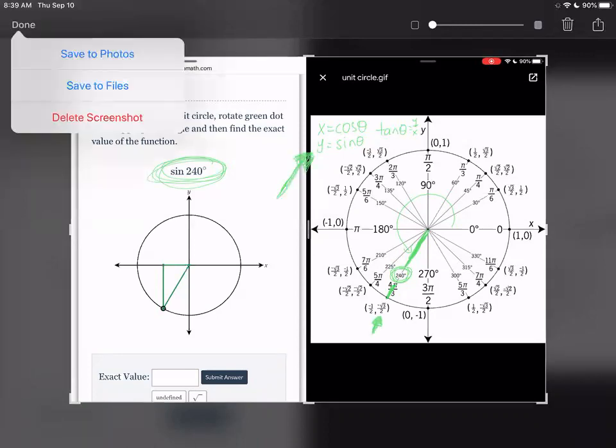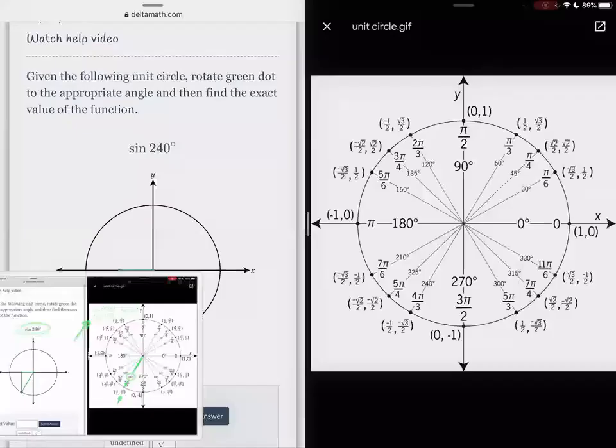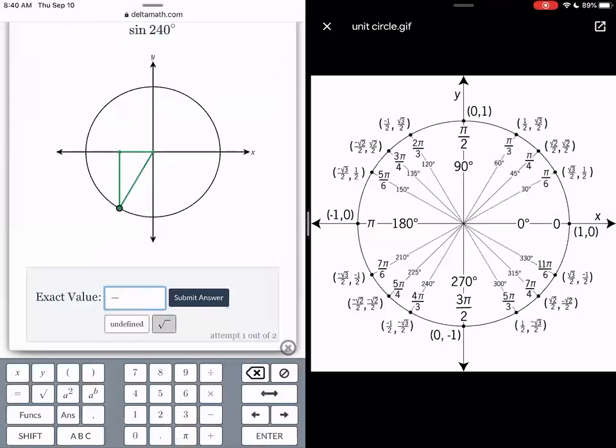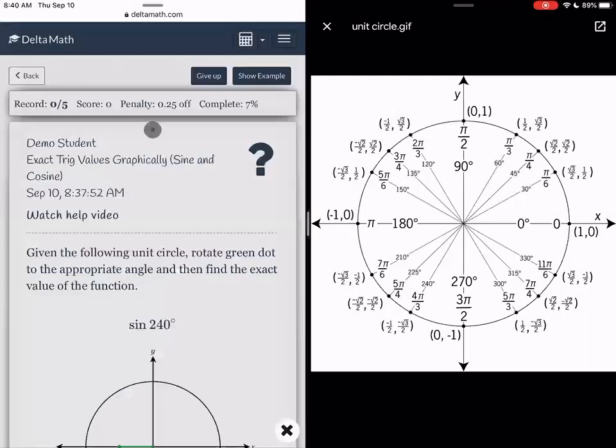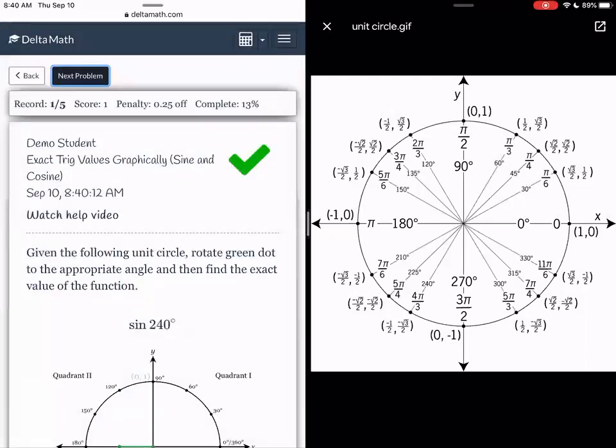Oh wait, before I go type it in, does anybody have questions? Okay, interrupt me if you do, but I'm going to type it in now. Negative root 3 over 2. And there we go. Let's do one more of this.